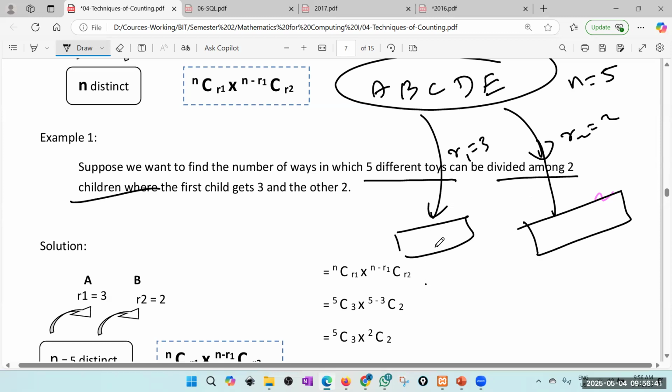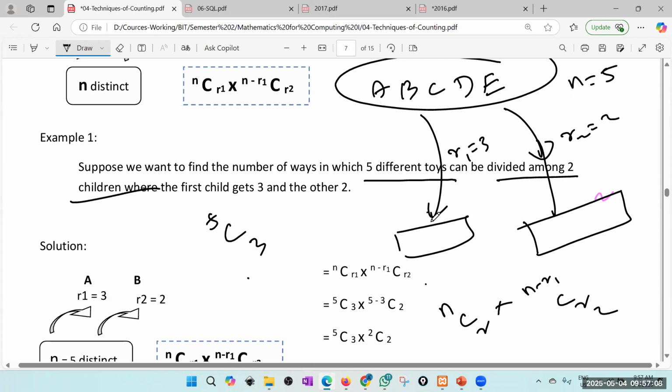Just how many possibilities. So how do we do this now? This is an NCR1 into N minus R1 CR2 problem. Because when you give toys to the first child, we have 5. So out of 5, we need to pick 3.